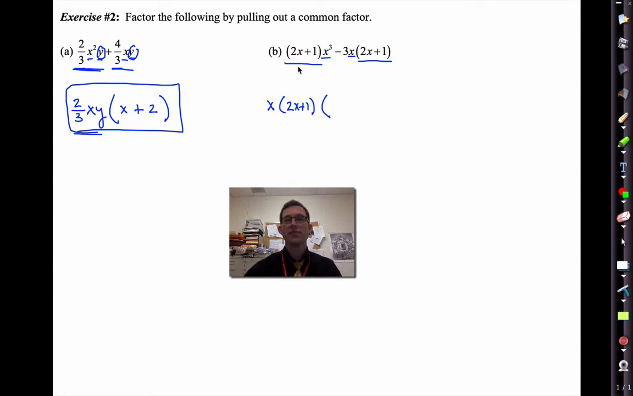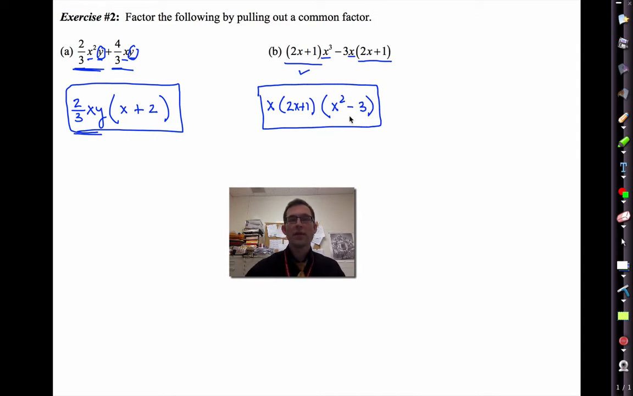All right, what does that leave me? Well, I've already factored this out, but I have to have an x squared to multiply by x to get x cubed, and I have to have a 3 here. And that's it.